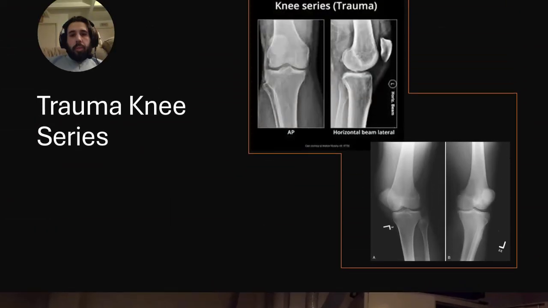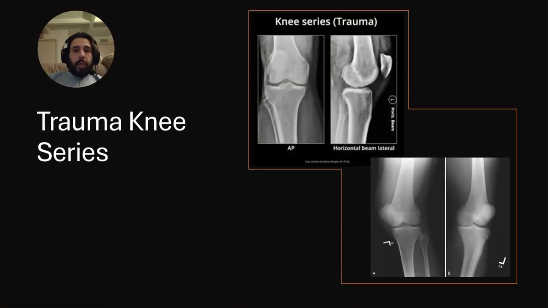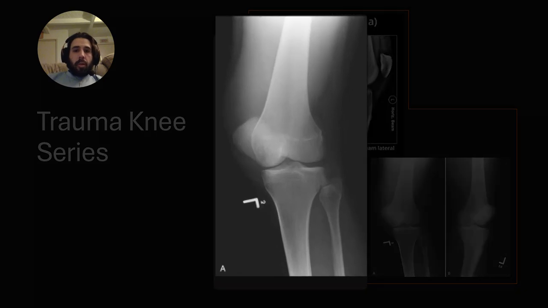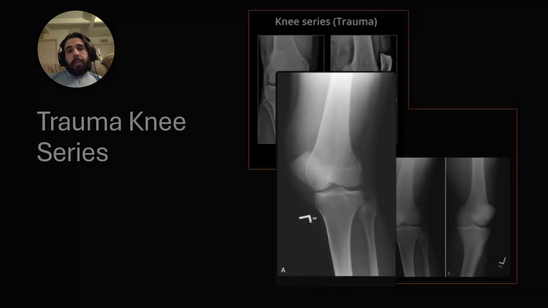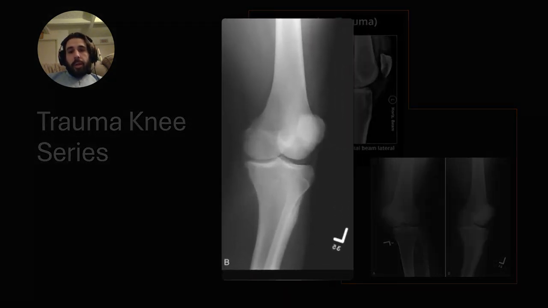For our obliques, they're very different pictures. The internal oblique here, we see no superimposition at all of the fibular head. So we see that joint space between the tibia and the fibula. And when we go to our external oblique, we should see the fibula completely superimposed by the tibia, which we see here.